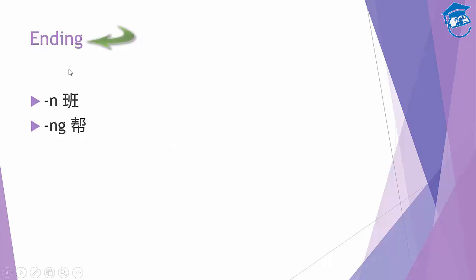And finally, the ending one is very simple. It only has 3 options, and one option is of course the empty one. And the next one is ending with nasal sound. So is the sound n. The example here I have is ban. So if you can hear, there is an ending n for this word ban.